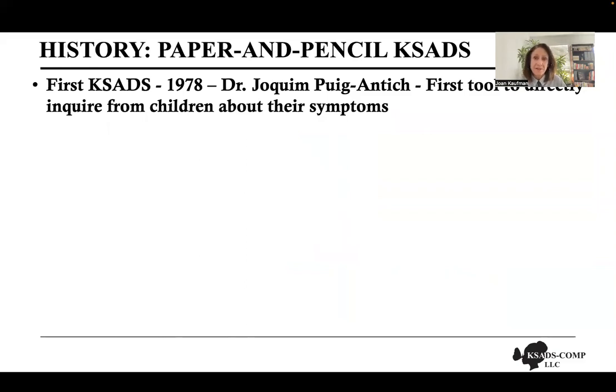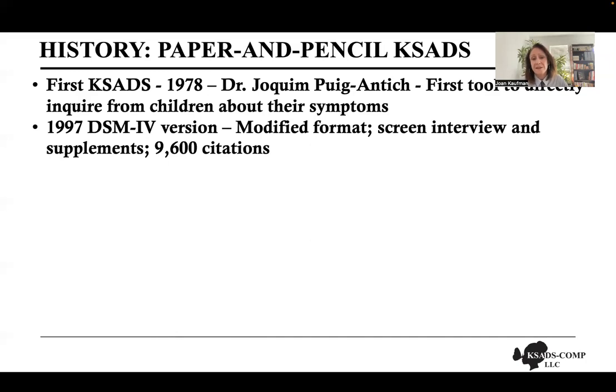Now, a little bit on the history of the paper and pencil KSADS. The first version was published in 1978 by Dr. Kim Puig-Antich, who really was revolutionary in his time. At that point, there was never an accepted belief that you could ask children about their symptoms, and he really was at the forefront of modern-day child psychiatry and bringing biological psychiatry to the field of child psychiatry as well. In 1997, my colleagues and I modified the KSADS for DSM-4 criteria, and the other change we made is we divided the sample questions into a screen interview and then supplements.